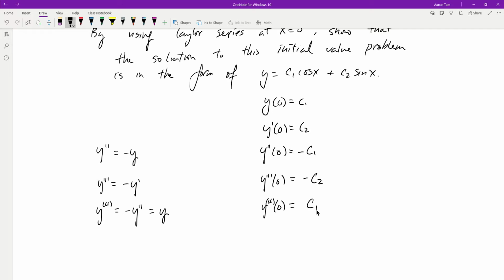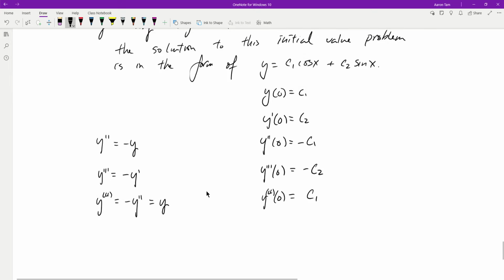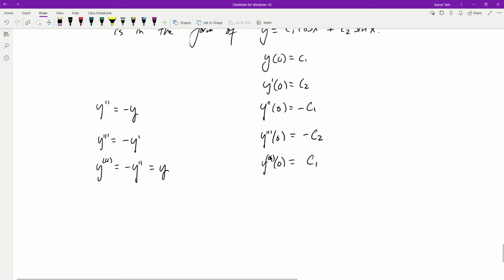Now, in case you're wondering how I did that, I simply take the derivative of both the left and right side. That's it. If I take the derivative of y double prime, I get y triple prime. And then I take the derivative of negative y, which gives negative y prime. To get the fourth derivative, I differentiate y triple prime, which means differentiating negative y prime. That forms negative y double prime, which is basically y. Now, it shouldn't be too hard for you to notice a very simple pattern forming, but let's go through a couple more.